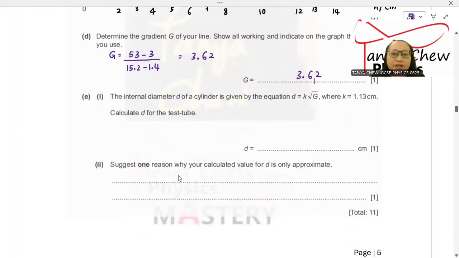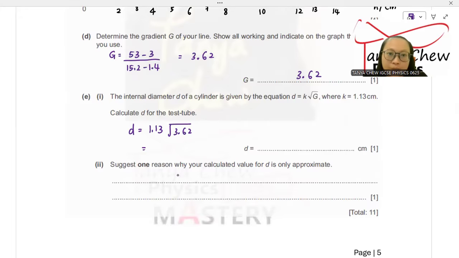So in part 1, the internal diameter d of a cylinder is given by the equation d is equal to k square root of the gradient, where the k value is 1.13 cm. Calculate d for the test tube. Okay, d is equal to k, 1.13, square root of your gradient, 3.62. So square root of my gradient times 1.13, and the value that I got was 2.15, right? Okay, 2.15.